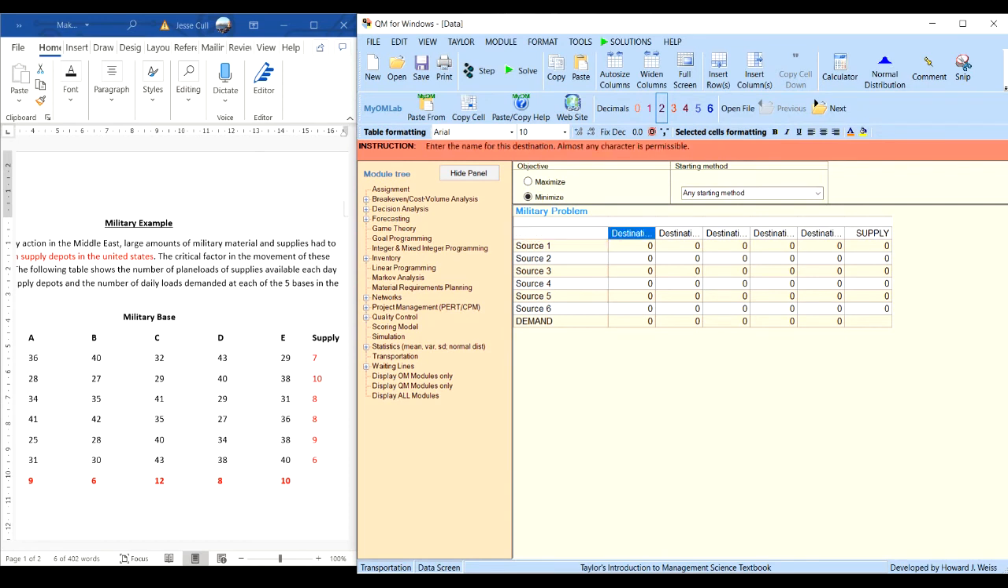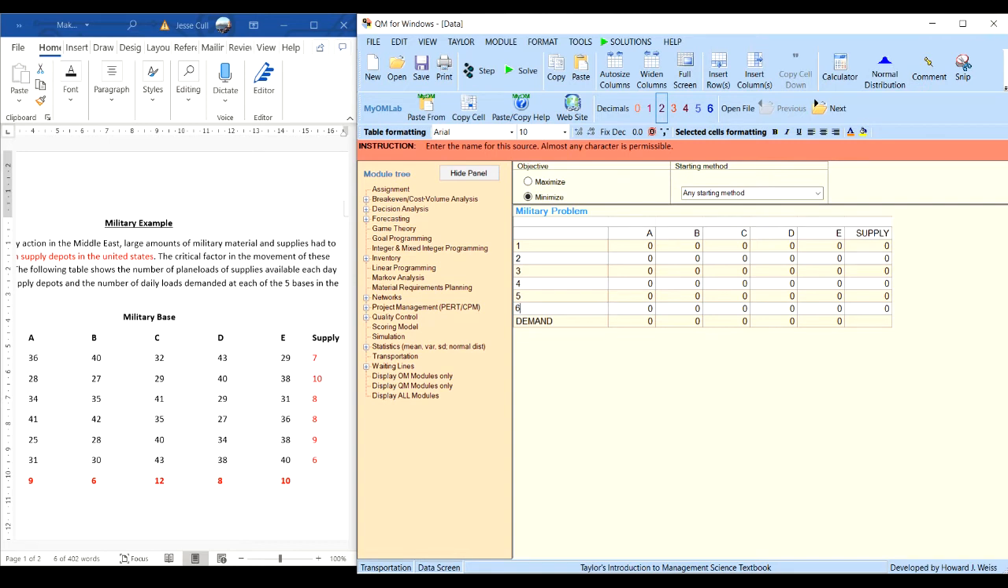So here we have destination A, B, C, D, and E. We have sources 1, 2, 3, 4, 5, and 6. Now, using QM, this will be pretty easy. We can solve this relatively simply because QM does the work for us.